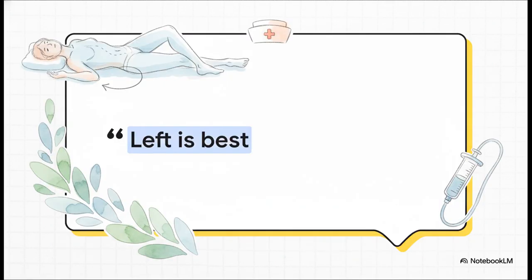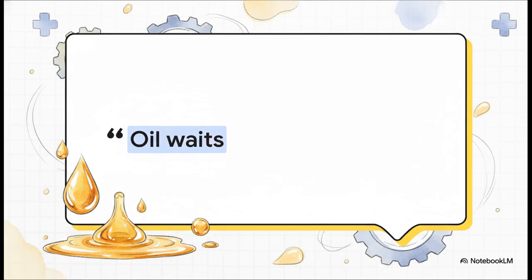To help you remember all this, here's your first memory hook. Just say it to yourself. Left is best. This is for patient positioning. It's simple, it's effective, and it's almost always the right answer on the test. Next up, oil weights. This little phrase reminds you that those oil retention enemas need to be held for at least 30 minutes to really work their magic and soften things up.